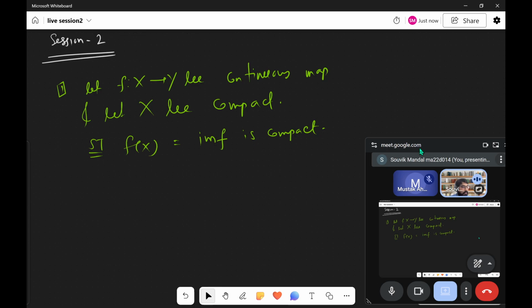Please try to show that the image f(X) is compact by yourself. In order to show compactness, we need to show that any open cover has a finite subcover. That means we need to start with some open cover and finally come up with some finite subcover, right? Please try to figure it out by yourself in the first place, then I shall explain. Mustaq, please try and let me know the argument.